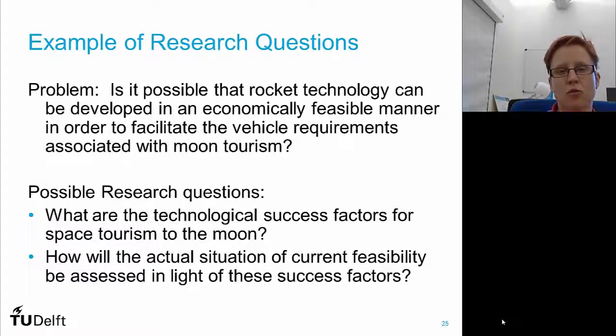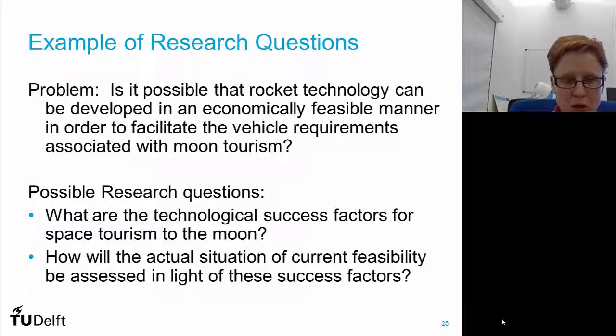So what is an example of a research question? Well, the problem you're trying to look at, it's not really an objective yet, the problem you have is: is it possible that rocket technology can be developed in an economically feasible manner in order to facilitate the vehicle requirements associated with moon tourism? And possible research questions could be: what are the technological success factors for space tourism to the moon? That's basically what you need to research, a list of what's coming out and why.